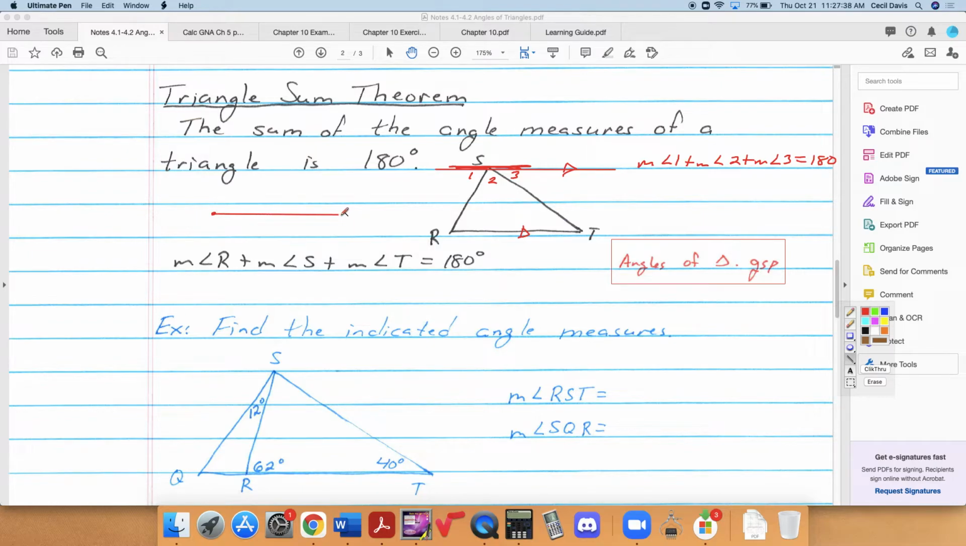The joining together. Union means join something. So we could join them together like this. Oh, that's fancy. I could never figure that out. And that's a straight angle.